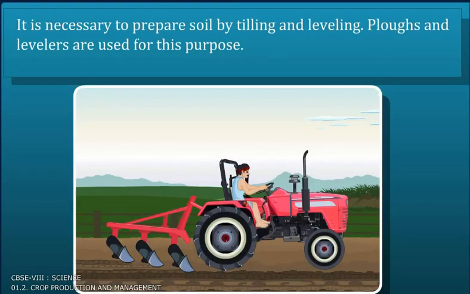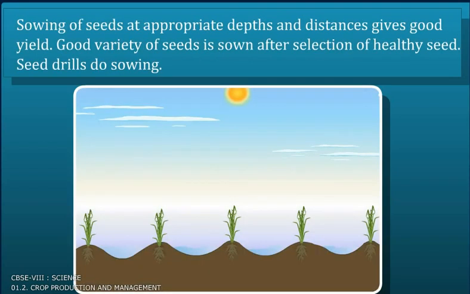Summary. It is necessary to prepare soil by tilling and leveling. Plow and levelers are used for this purpose. Sowing of seeds at appropriate depth and distances gives good yield. A good variety of seeds is sown after selection of healthy seeds. Seed drill does the sowing.